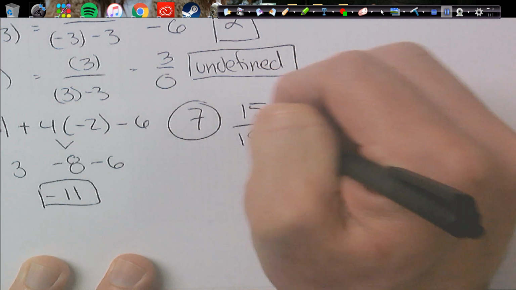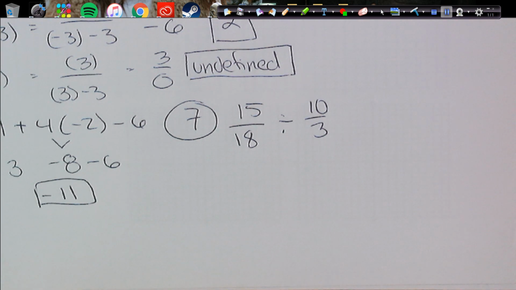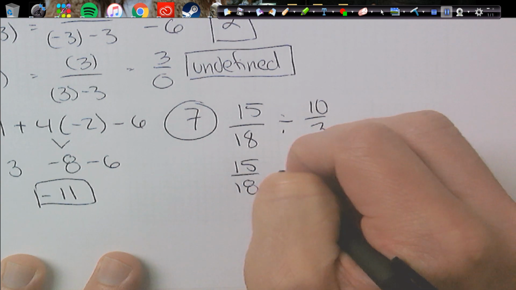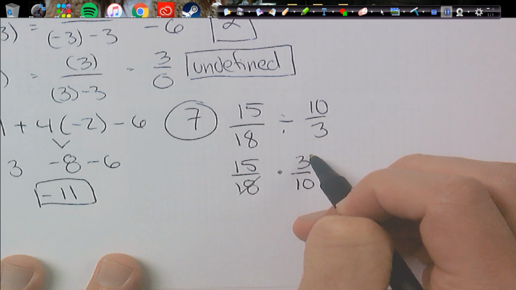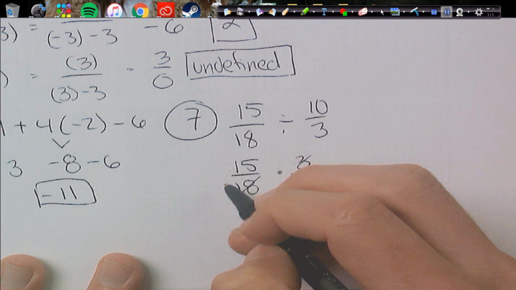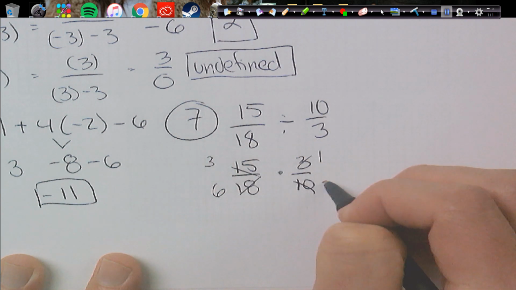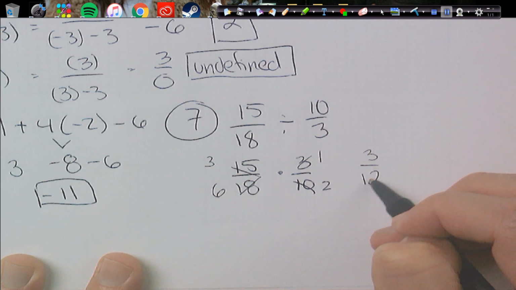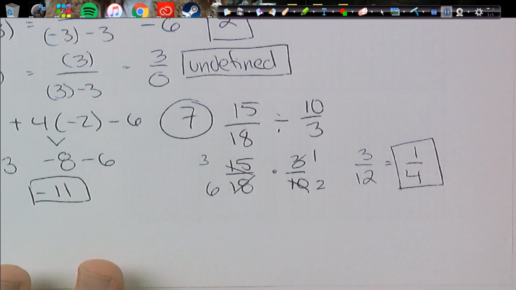15 over 18 divided by 10 over 3. You cannot divide by fractions, so we must multiply by the reciprocal. When multiplying, we can actually cross-cancel or reduce. So 18 and 3, 3 goes into both, that becomes 6 and 1. 5 goes into both of these, 3 and 2. That gives us 3 times 1, and 6 times 2, which would reduce to 1/4. Okay. All right.